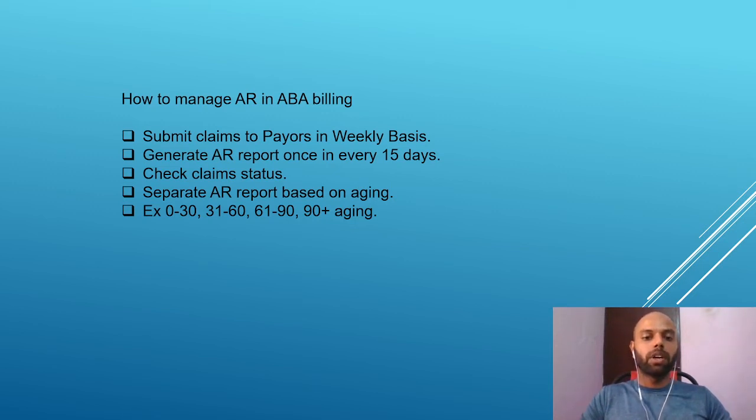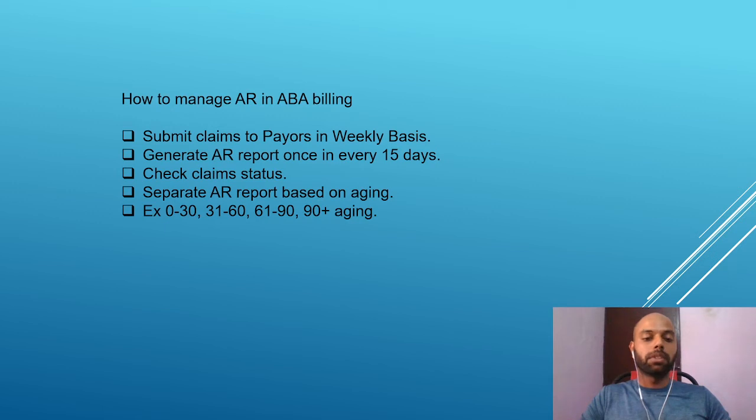Generate an AR report once every 15 days. Once you submit a claim, every 15 days, generate an AR report and check claim status. Once you're working with the ABA billing company, always get the portal logins. Check the claim status through the portal logins. If you don't have portal logins, call the insurance and get the claim status once every 15 days.